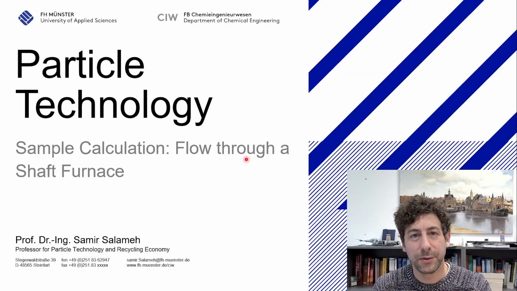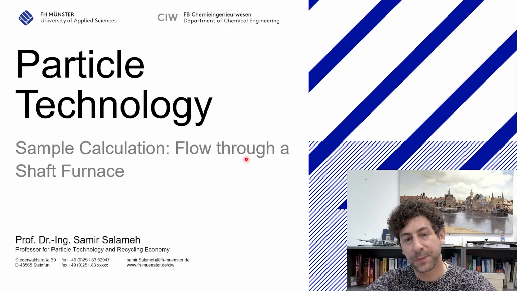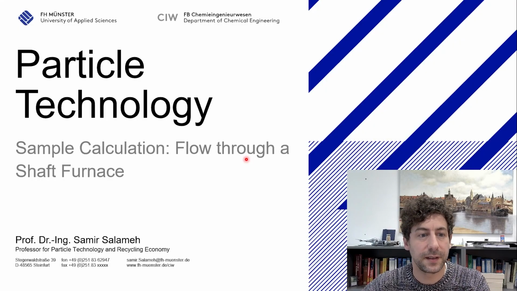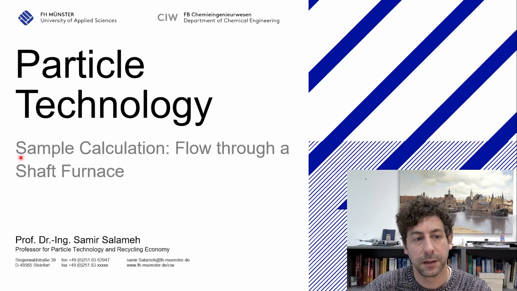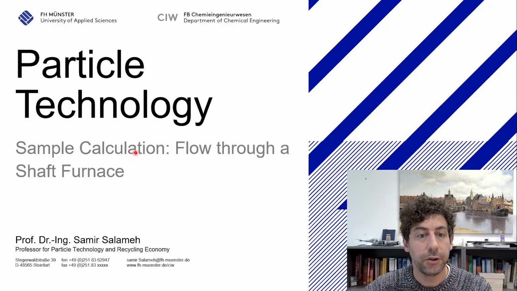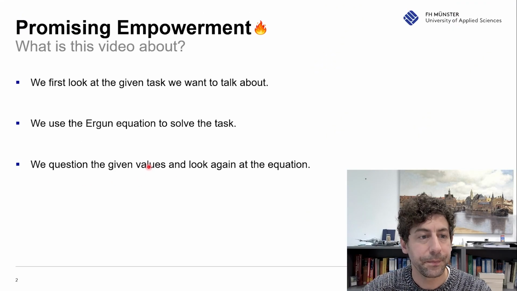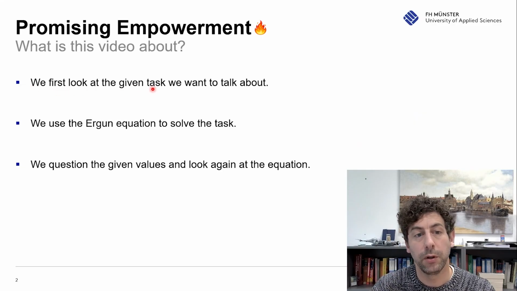In the previous video you learned how a fluid flows through a packed bed, or through a bed of particles. Now I would like to do a simple sample calculation with you, a very simple calculation to apply this knowledge. So we have a flow through a shaft furnace. This was one of the examples from the last video. And first we will look at the given task.